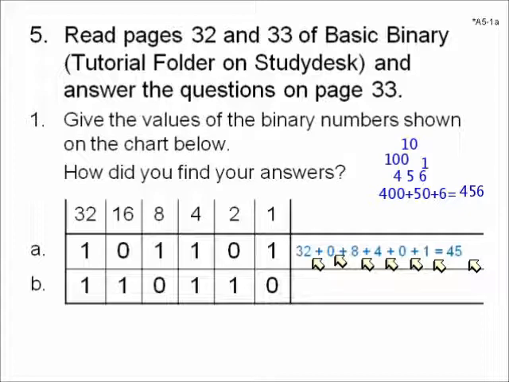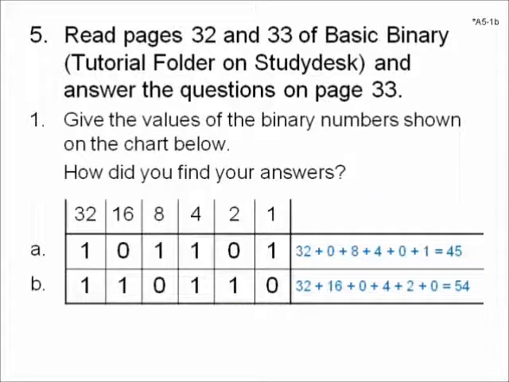Okay, what about this last one here, where we've got a 1 in the 32 house, a 1 in the 16, a 0 in the 8, a 1 in the 4, a 1 in the 2, and a 0 in the 1. What's it going to end up with? That's right. It ends up being 54.